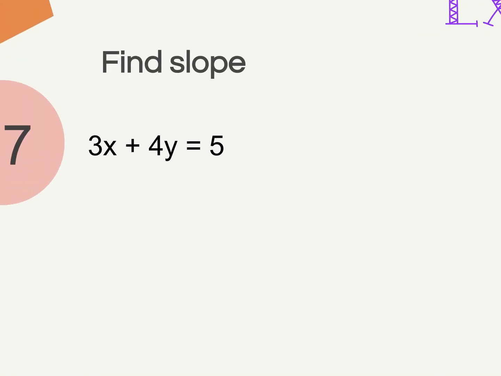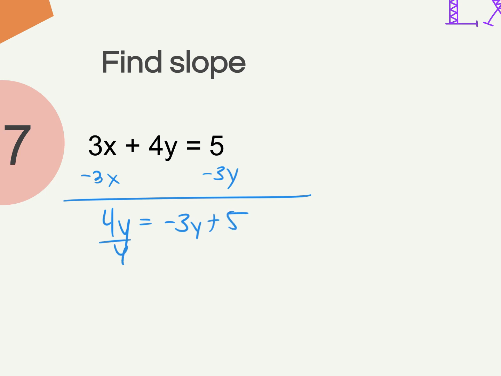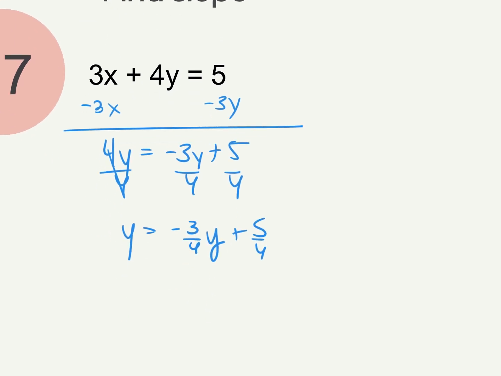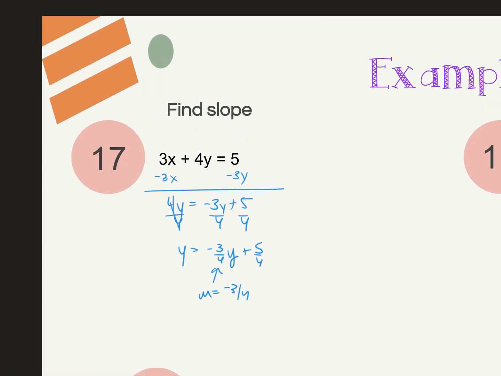Find the slope. What do I do? Subtract 3x. So 4y equals negative 3x plus 5, and then divide by 4. Perfect. So y equals negative 3/4 x plus 5/4. What's my slope? Negative 3 over 4. Good job.